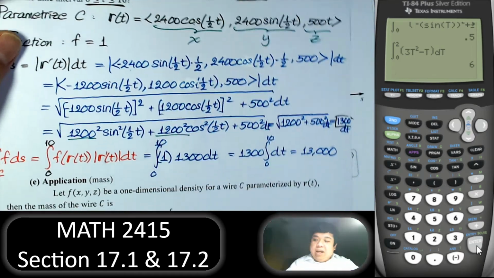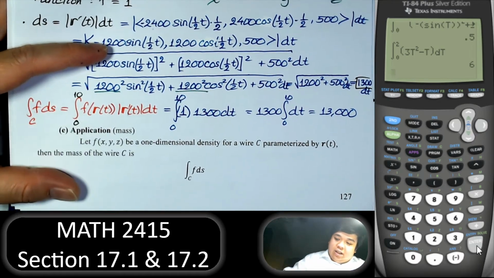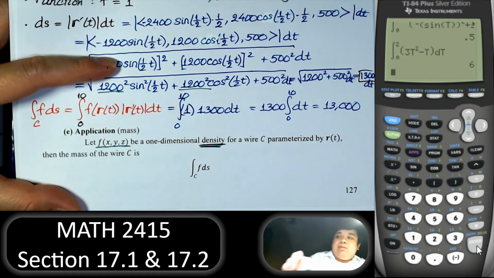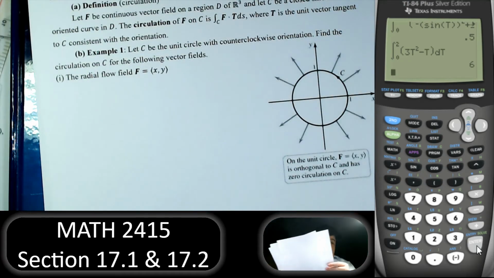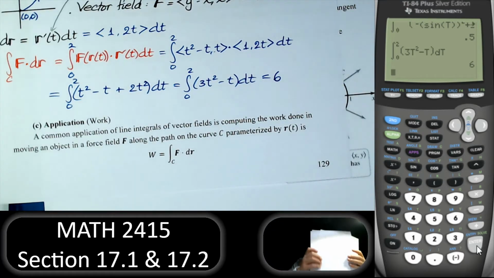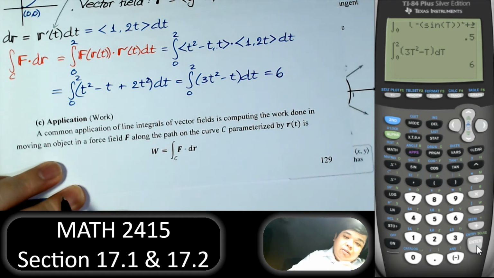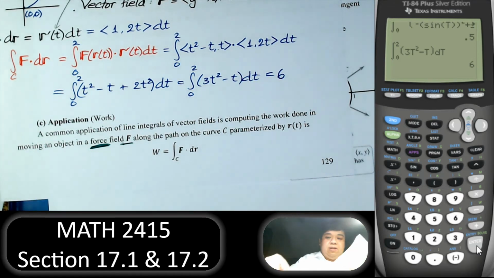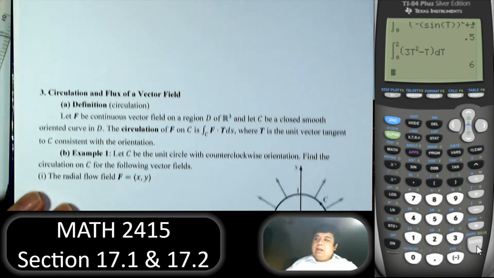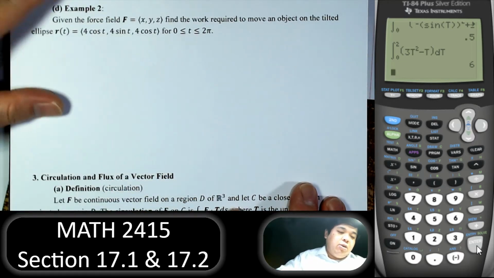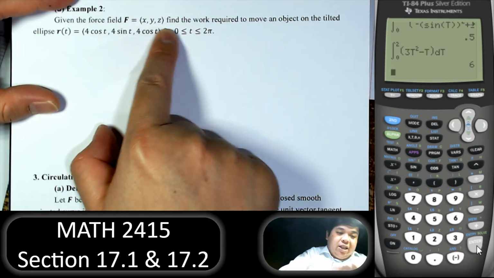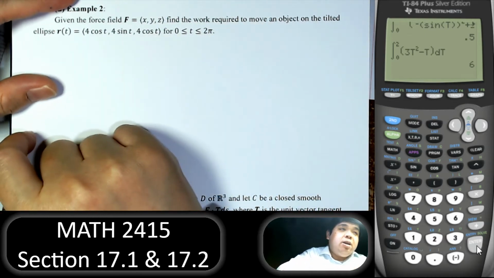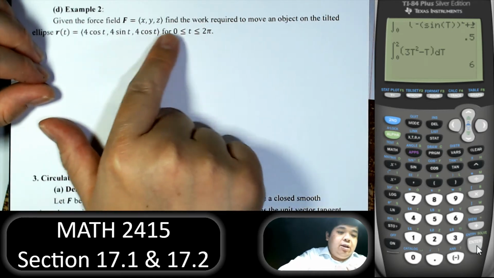Let's go back to page 127, and then we say that is density. And then go to page 129. F is the force. Right. Let's look at this example. Given the force in that direction, find the work required to move an object on the tilted ellipse from 0 to 2 pi.